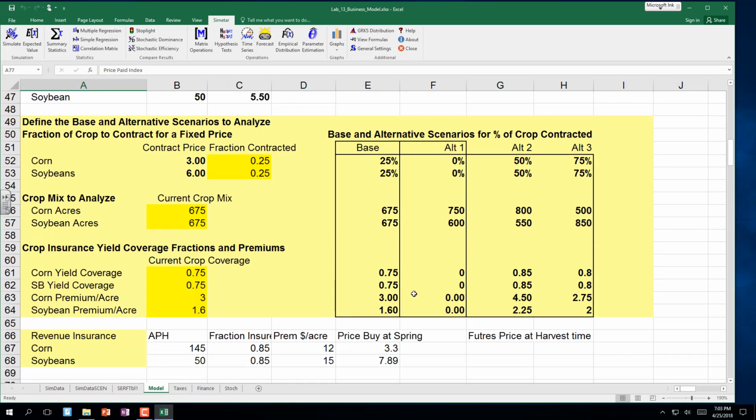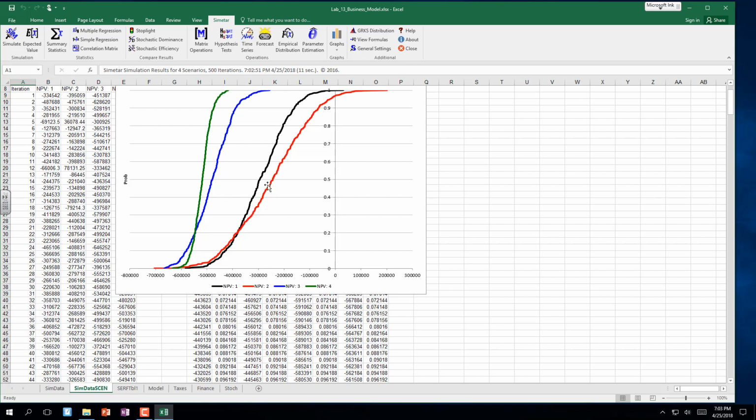The no insurance is alternative scenario 2. So that should really be a bad one. Yeah, there it is. Red. No insurance. Looks bad. Okay. The other insurance, now what's happening here is even though you need the insurance, it's overpriced, and that's why you're still way back here. Okay.